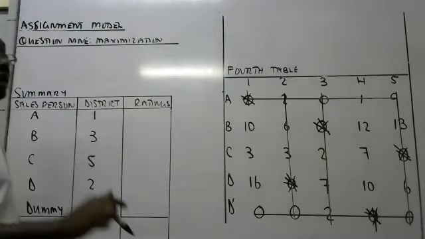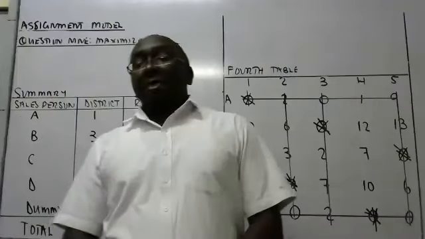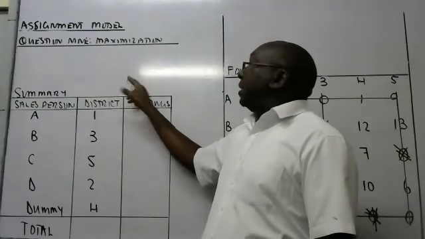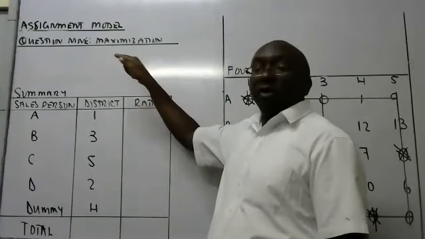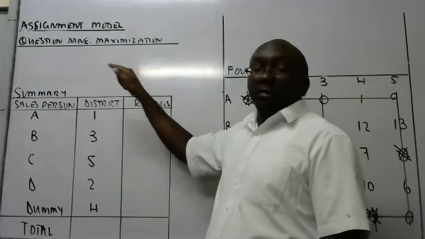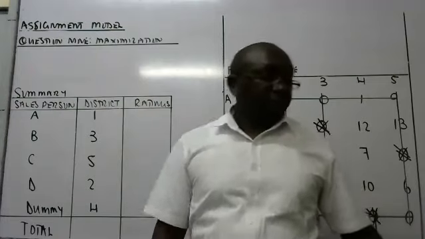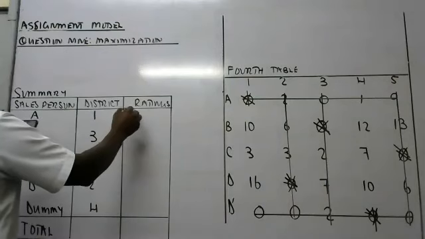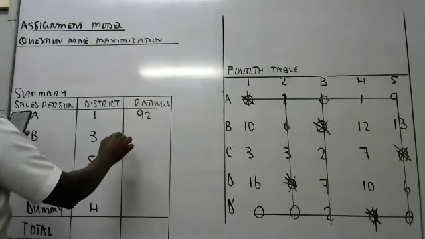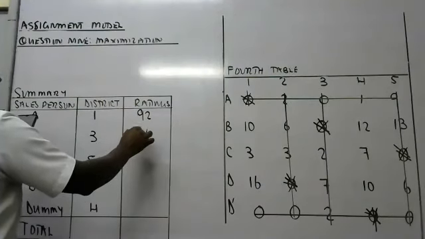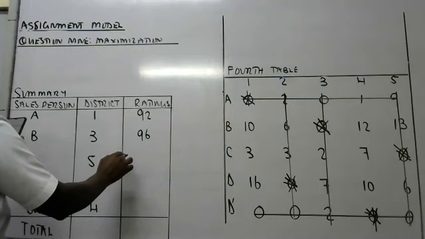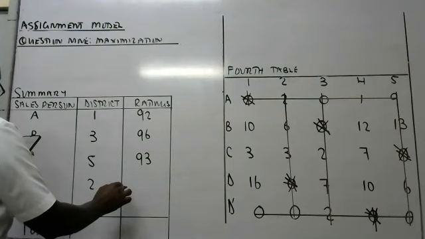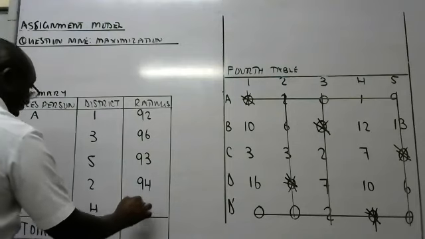Okay. Unlike in the other table, the first one we did, when we came to fill here, we went to the first table. But here, for maximization, you go to the table of the original question. You go to the table in the original question, not the first table. So in the original question, A going to 1 is 92. B going to 3 is 96. C going to 5 is 93. And D going to 2 is 94. And obviously this one is C.